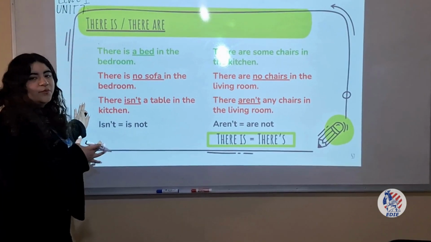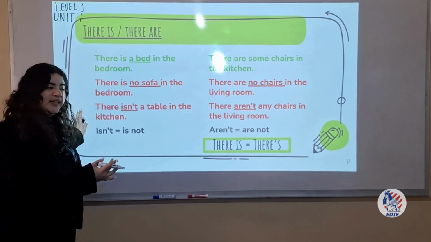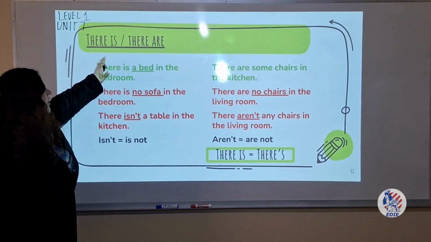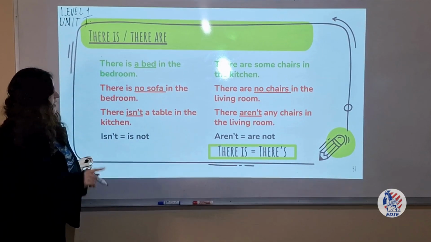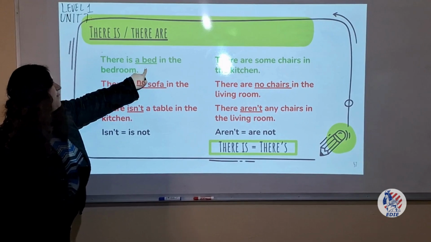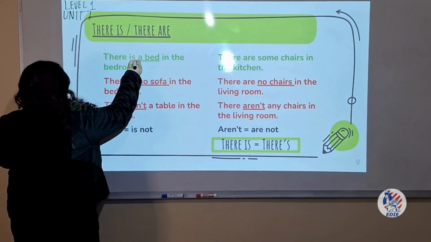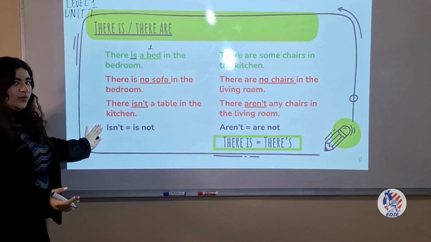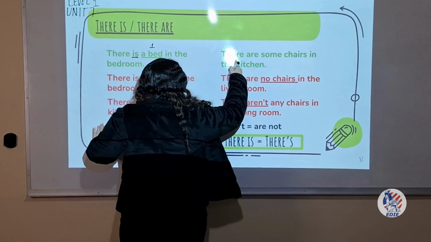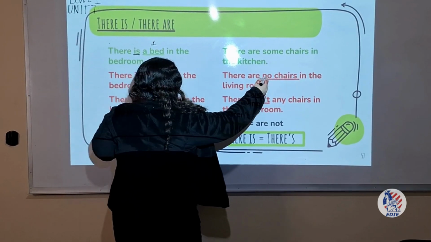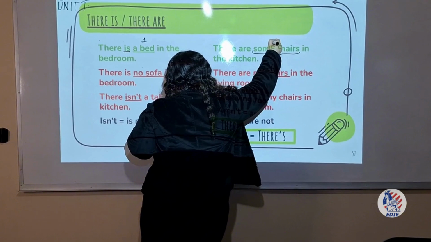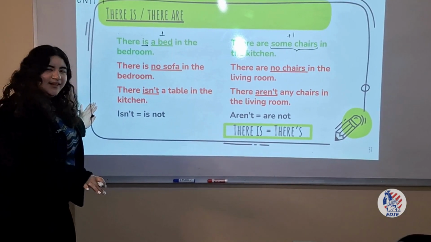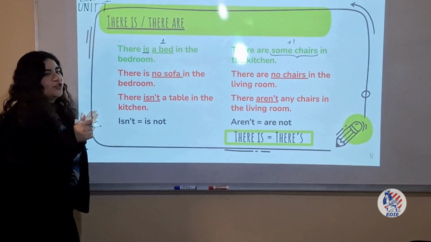We're going to use the forms there is and there are when we want to indicate that something or someone exists within a space. So we use there is when we're talking about one single object. For example, there is a bed in the bedroom. We stick with is because a bed is just one. Meanwhile, when we have more than one object, we're going to use there are. Some chairs in the kitchen. Here we have chairs, which is more than one. Therefore, it's there are.